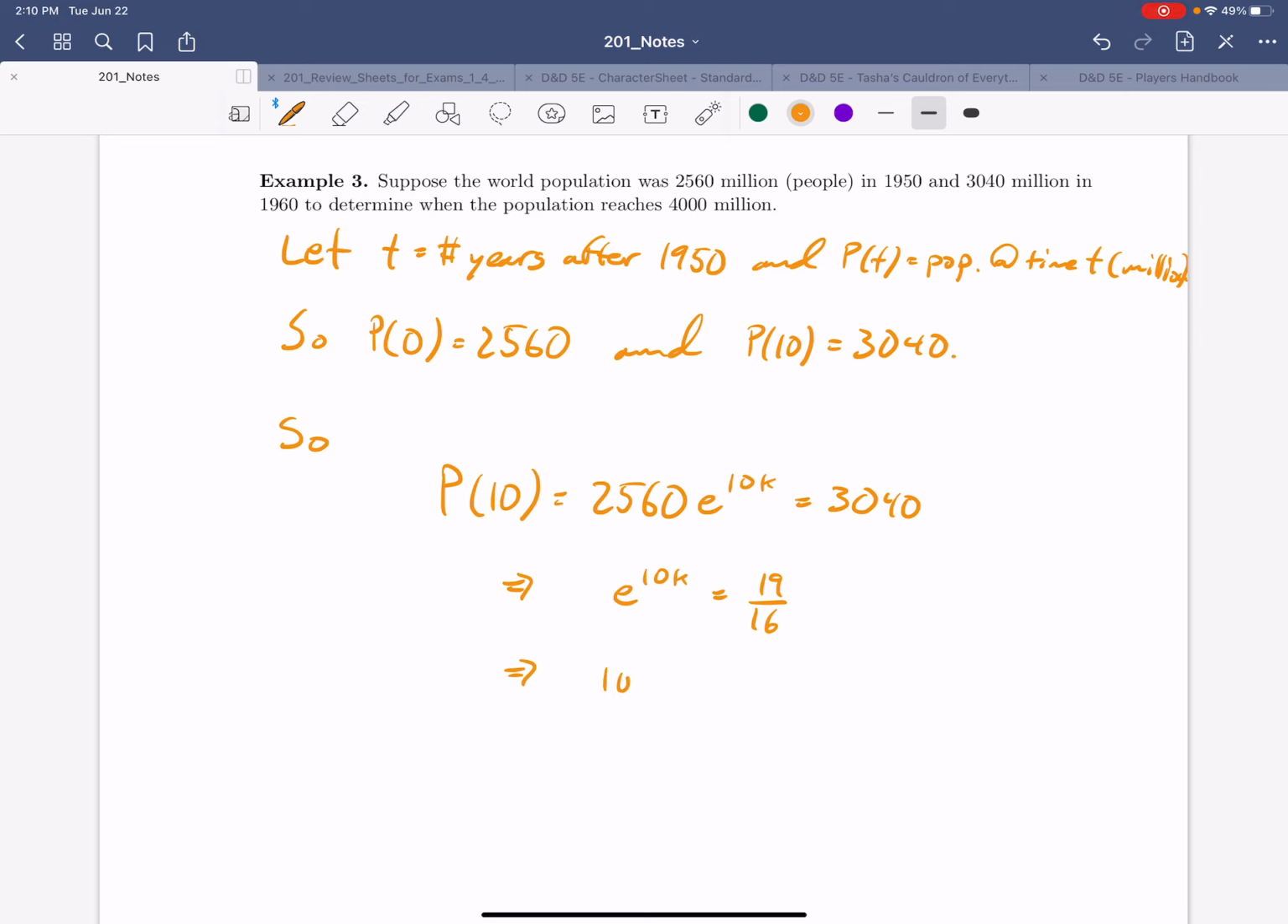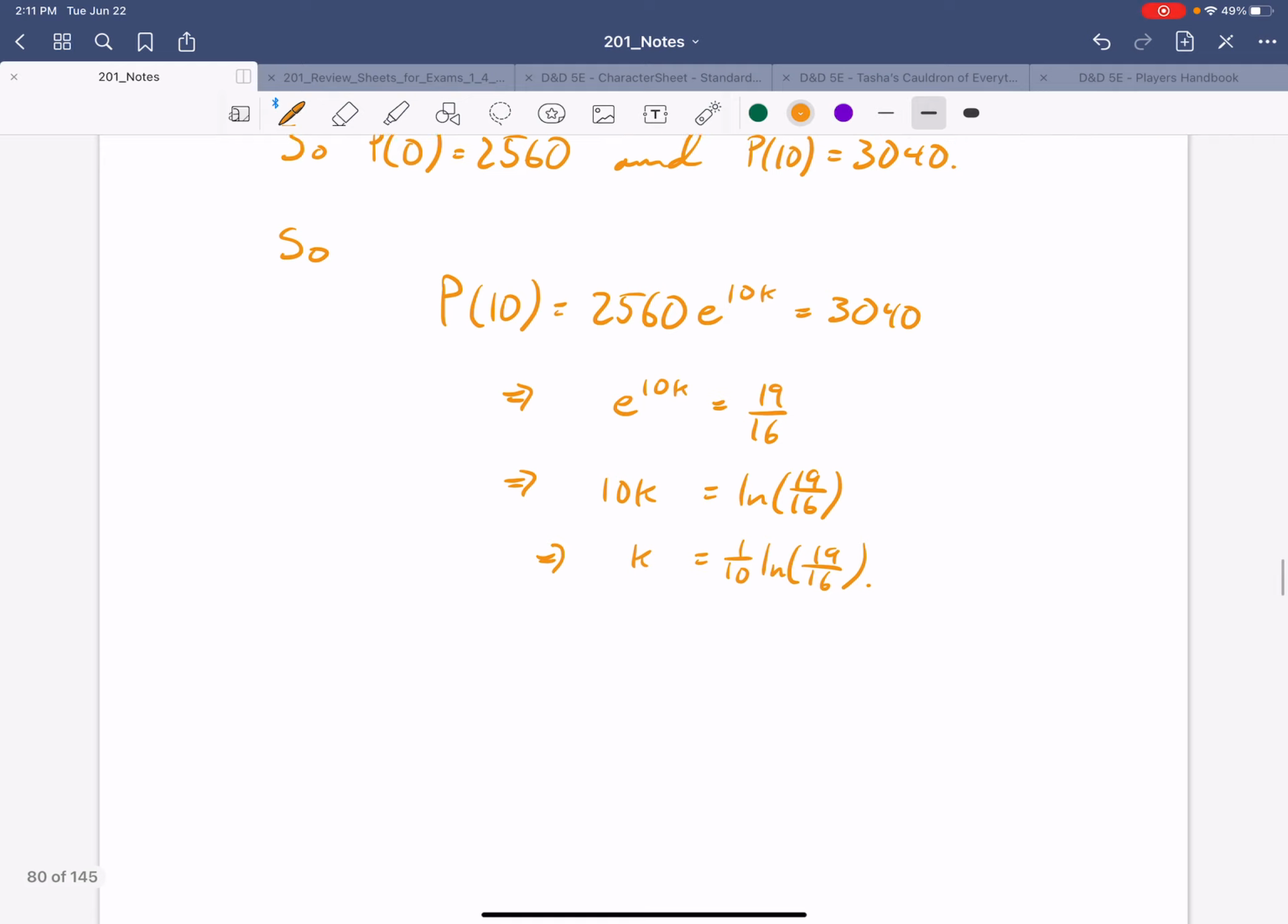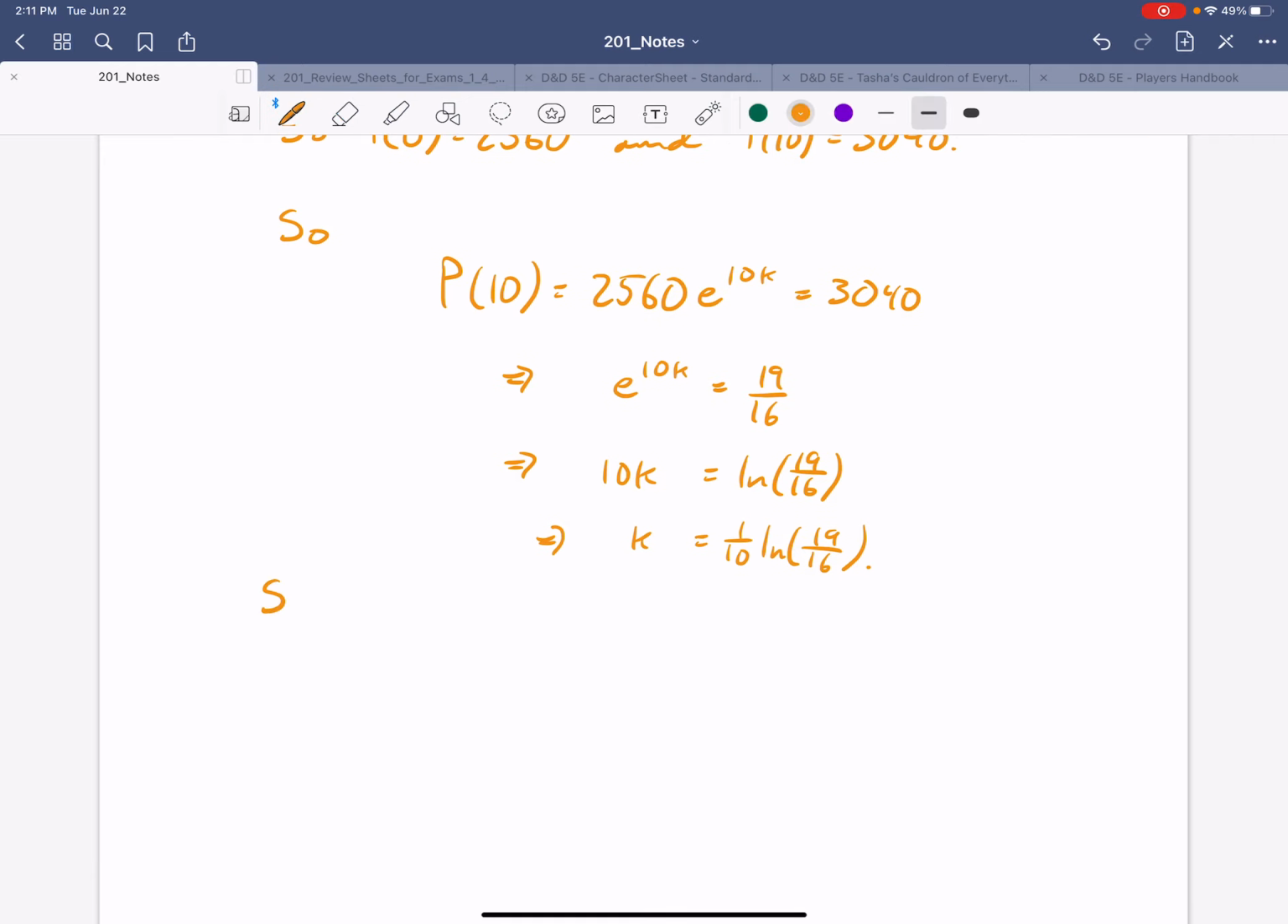You take the ln on both sides. I guess I will do that really quickly. Right, so you get that k equals 1/10 ln of 19/16. Okay? So this is great because now we have a model for P of t. Let's write that down a little further. E to the 1/10 ln of 19/16, right, t.